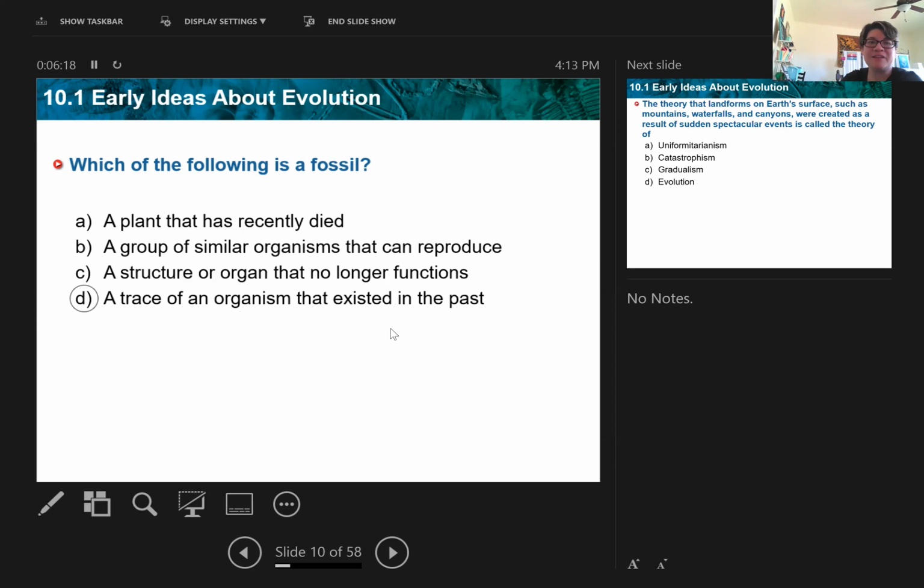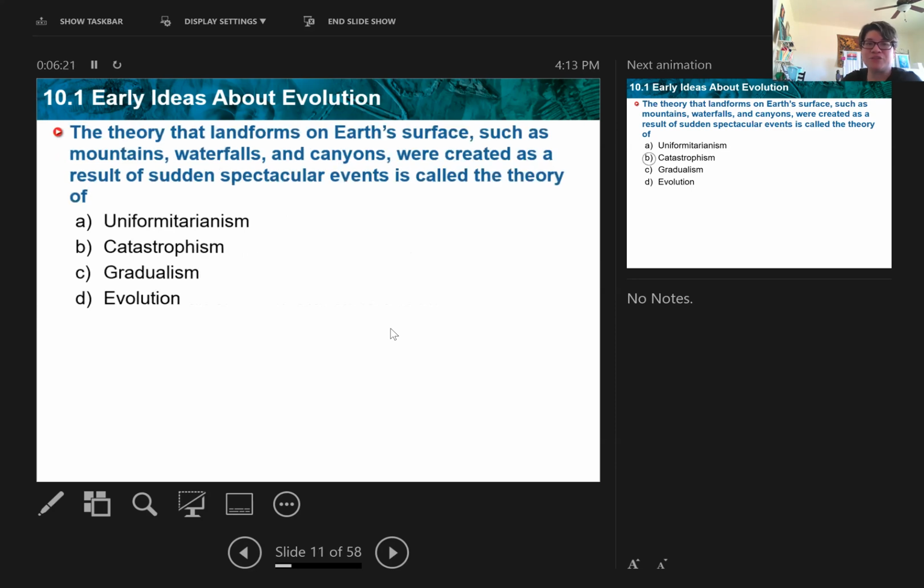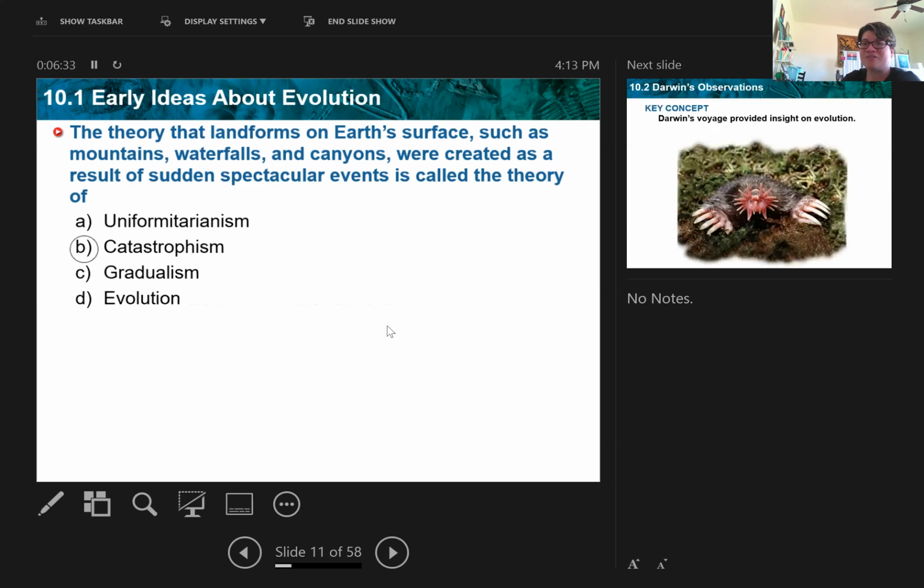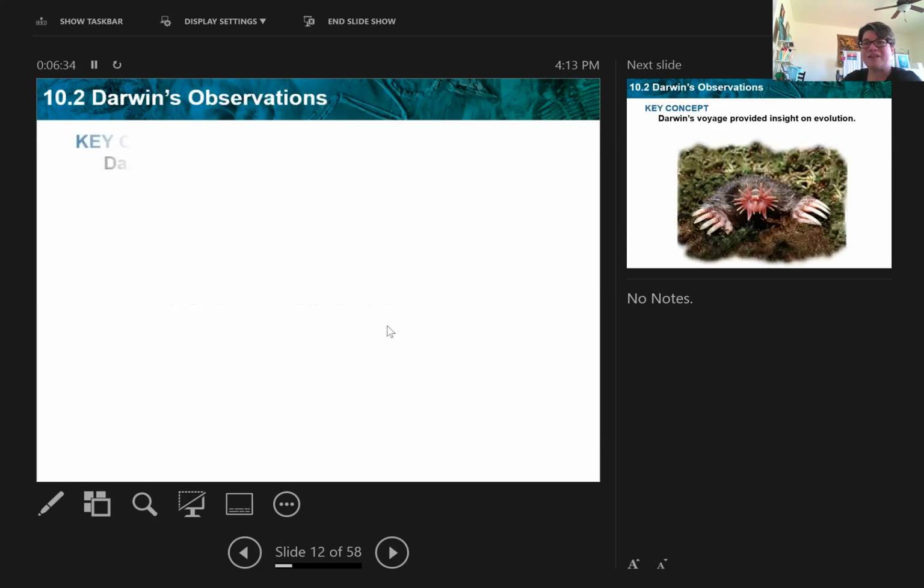And then the theory that landforms on Earth's surface, such as mountains, waterfalls, and canyons, were created as a result of sudden spectacular events is called the theory of catastrophism. All right, so let's go to section 2.